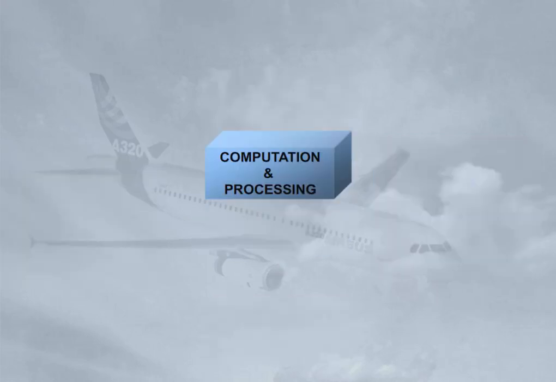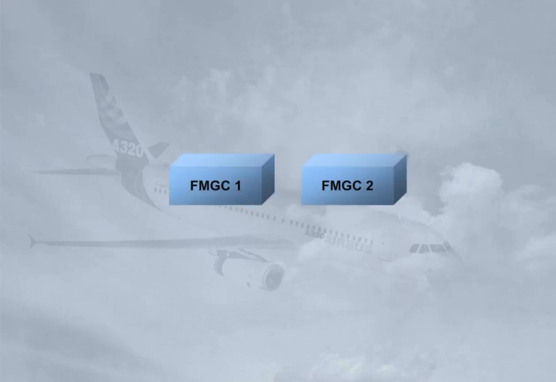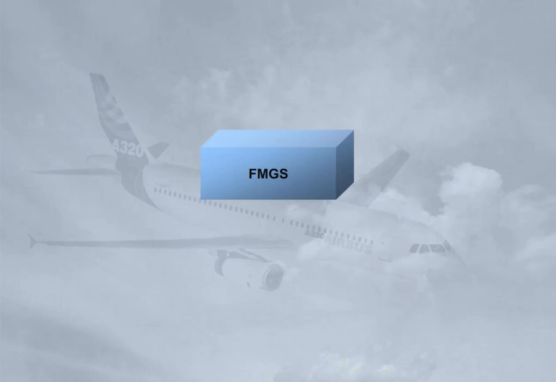For the AFS in the A320 family, computation and processing are done by two flight management guidance computers, FMGCs. The two FMGCs are identical and normally work together, so for training purposes we will group them as the flight management guidance system, FMGS.